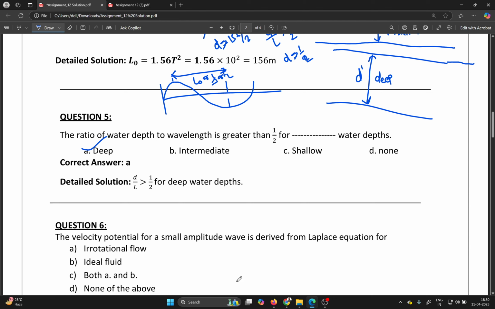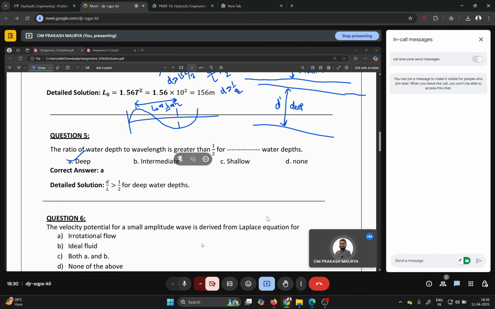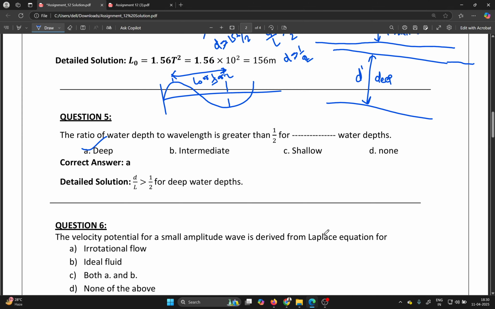Okay, next question is question number 6. Any participant join? Oh, still not any join. Okay, this is the last week of your NPTEL hydraulic engineering. So the question is question number 6. The velocity potential for a small amplitude wave is derived from Laplace equation for irrotational flow, ideal fluid, both A and B, none of the above.